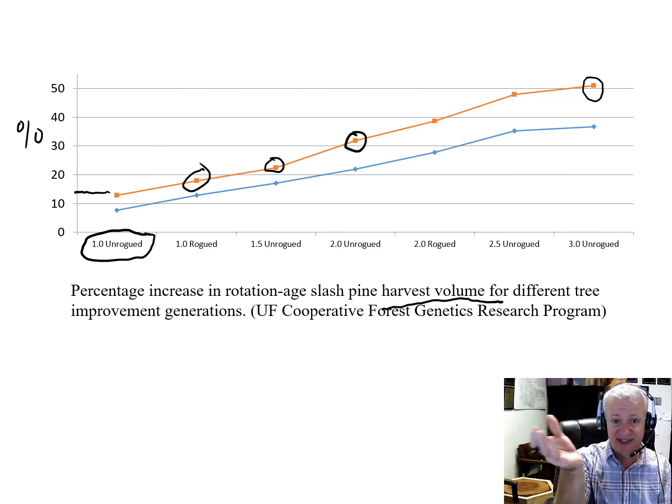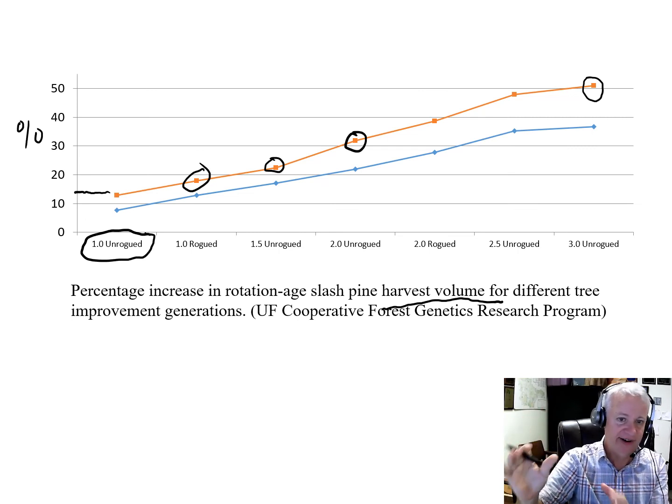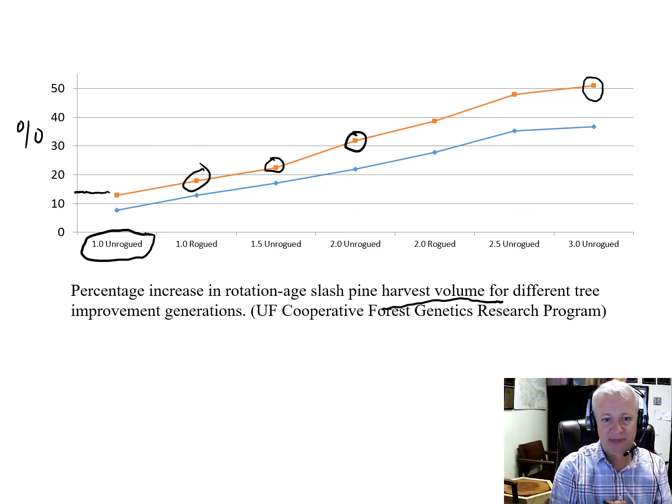And so this is basically over about a 50-year period. If you took wild seed and planted it, and next to it you planted a stand of third generation unrogued material, that third generation material would produce 50% more volume at rotation age than that unimproved material. That's pretty impressive. So that's sort of the scale of improvements that you see with modern tree improvement.